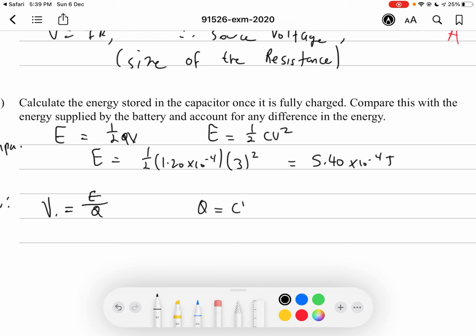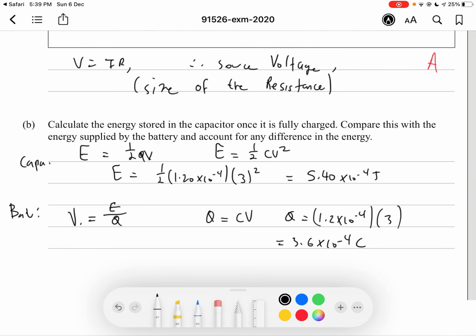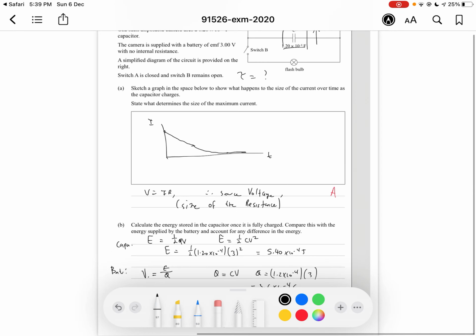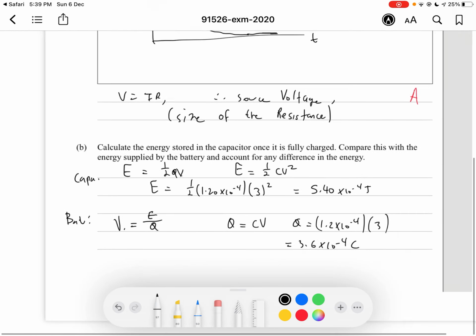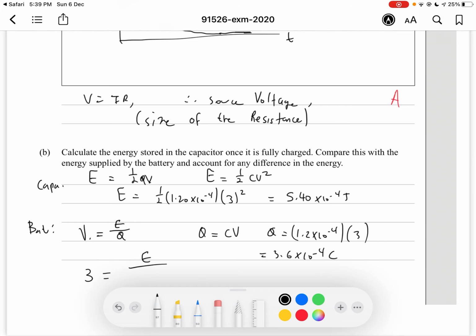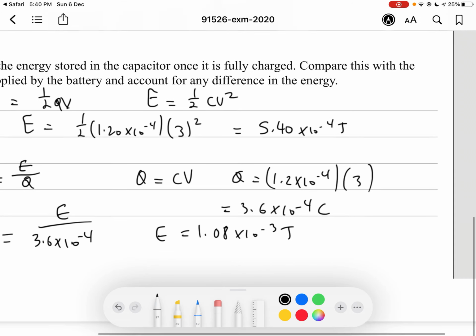Okay, so total charge, you see that Q equals CV. Q equals 1.2 times 10 to the power negative 4 times 3, which gives us 3.6 times 10 to the power negative 4 coulombs. And we know that the voltage is 3. That's the amount of energy given to each coulomb of charge. So we're going to plug that one in. So 3 equals the total energy given over the amount of coulombs of charge, 3.6 times 10 to the power negative 4. And therefore energy is 1.08 times 10 to the power negative 3 joules.